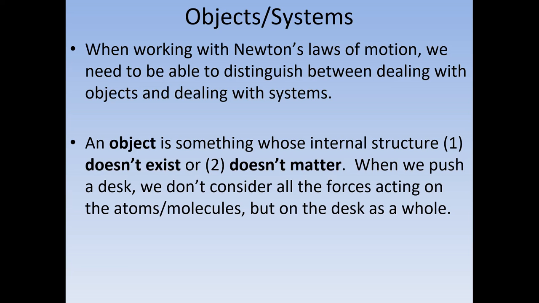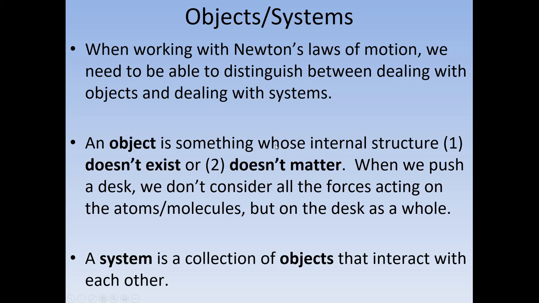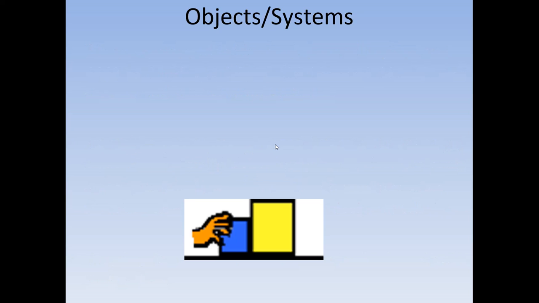A system is defined as a collection of objects that are interacting with each other. So far we've been doing problems where we've only really been looking at objects, but now we're going to take a step back and look at objects as systems, and see how we'd deal with a case where we have multiple objects interacting with each other.